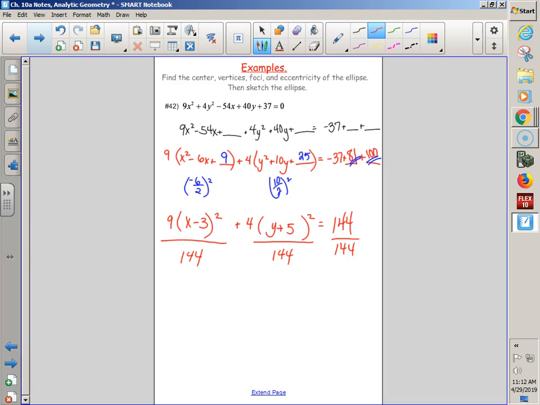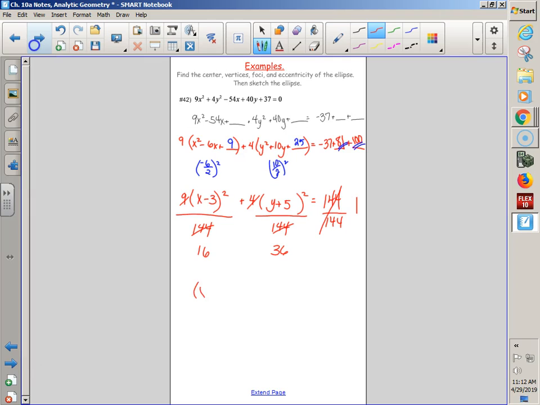Joe did say something about 36, but he was kind of a step ahead of us. Now we have equals 1, just like standard form says. But wait, it's a circle because it's 12 and 12. No, who do we have up top? Does 9 go into 144? And the answer is yes, and it goes in 16 times. And 4 goes into 144? 36 times. Hold on. What have we now gotten?